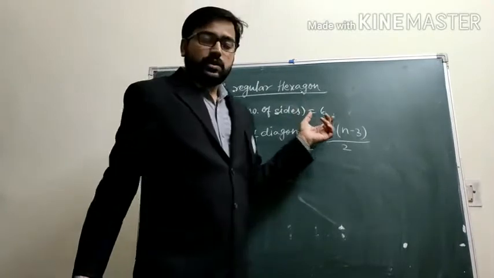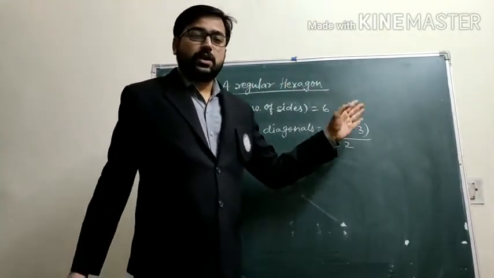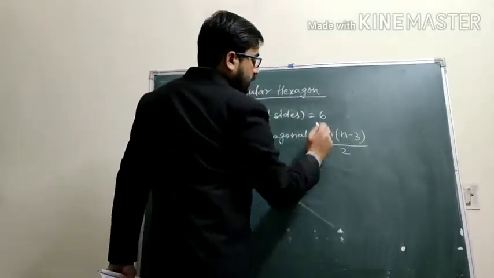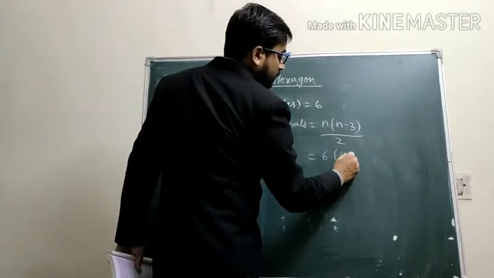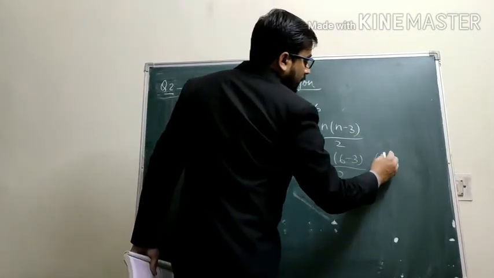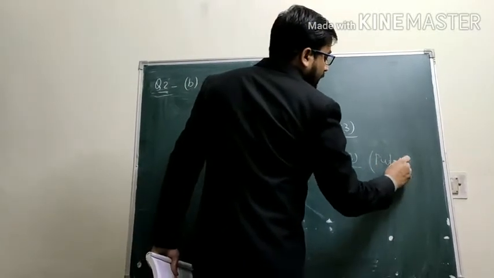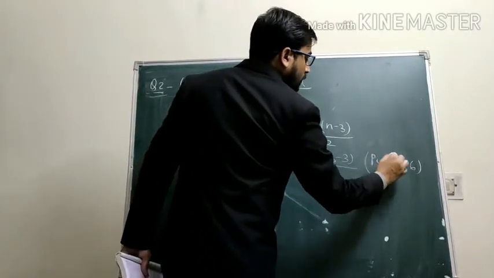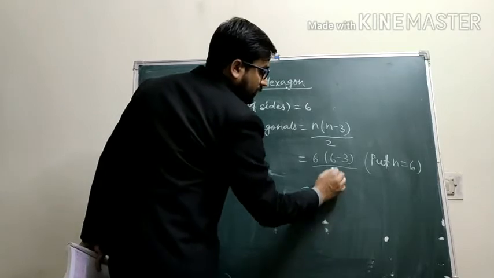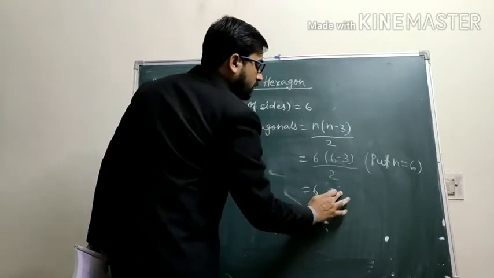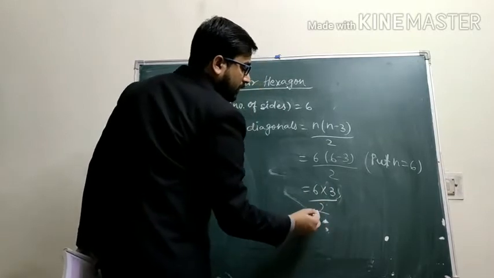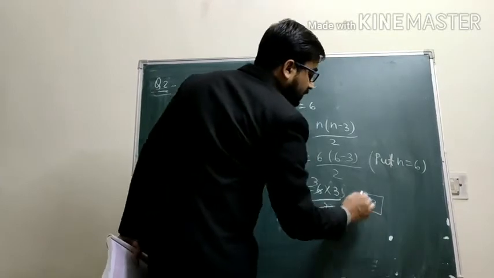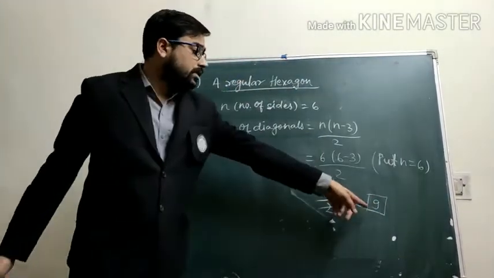अगर हमें फॉर्मूला मालूम है तो इजीली फाइंड कर सकते हैं, नहीं तो फिगर से बना करके आप उसको काउंट करिएगा और ये इजी ज्यादा है। पुट n इक्वल टू 6, 6 इंटू 6 माइनस 3 अपॉन 2। Now 6 into 6 minus 3 gives 3, what we get 3 into 3 9, that means number of diagonals in regular hexagon is 9.